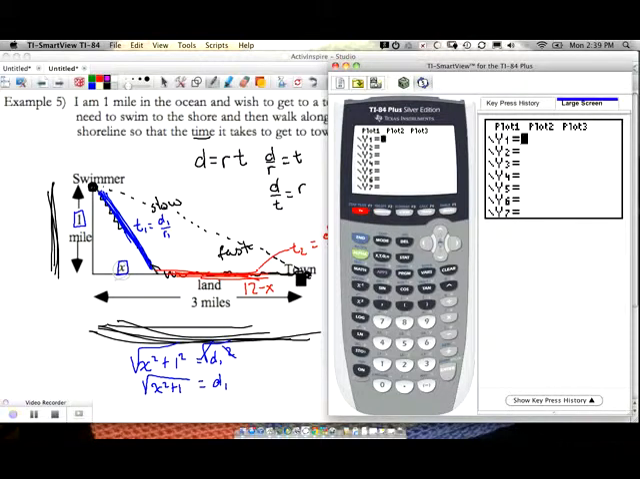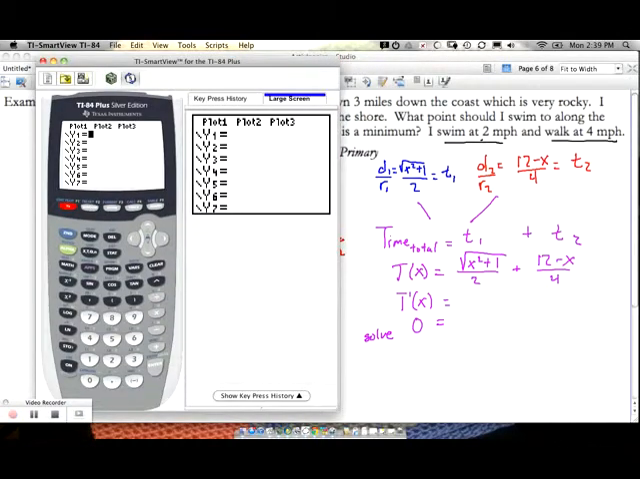You don't have to do it this way, but this is kind of my preference here. So the first time, our time 1, is going to be the square root over 2, so we're going to have the square root of x squared plus 1, and we divide that by 2. Then our second one is going to be 12 minus x on top, and we divide that by 4. If we add those two together, that gives us our total time.